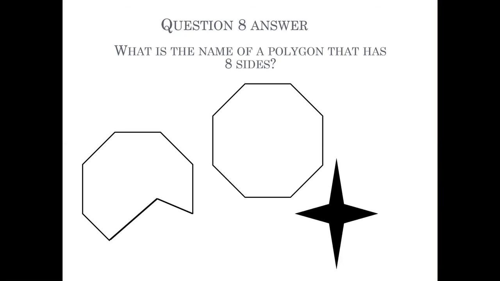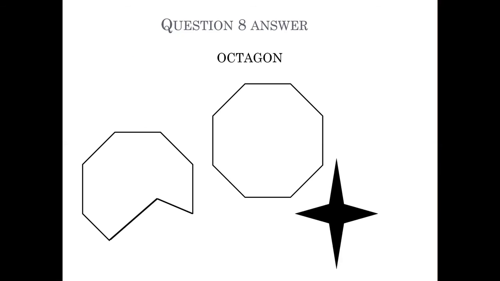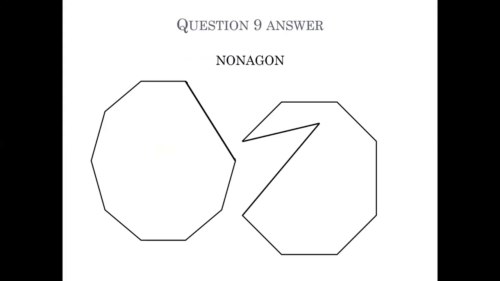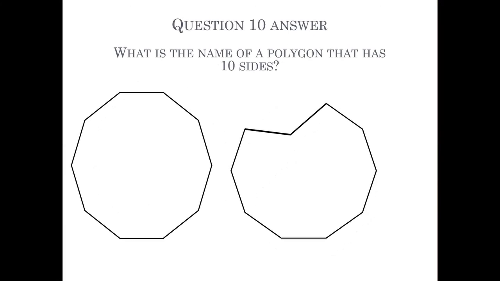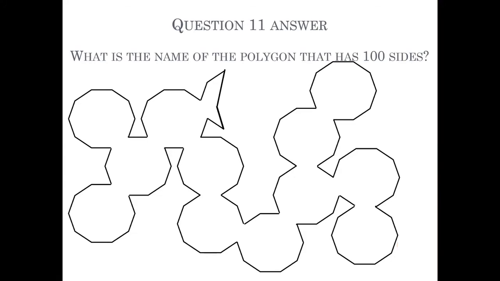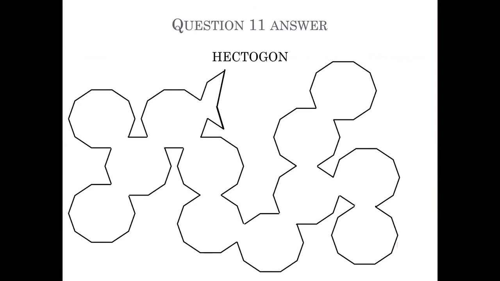Number 8. What's the name of a polygon that has 8 sides? This is an octagon. Question number 9. What's the name of a polygon that has 9 sides? That's a nonagon. Number 10. What's the name of a polygon that has 10 sides? This is called a decagon. What's the name of a polygon that has 100 sides? Well, that's a hectagon. A regular hectagon practically looks like a circle.